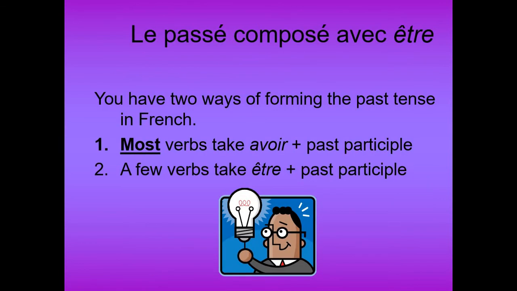Alright, so once you've done that, it's into the past tense then with the verb être. Now you have two ways of forming the past tense in French. I didn't tell you that last lesson because it would have been too much in one go. 98 to 99% of the verbs in the French language use avoir and the past participle like we saw last week. Right, so that's great, brilliant.